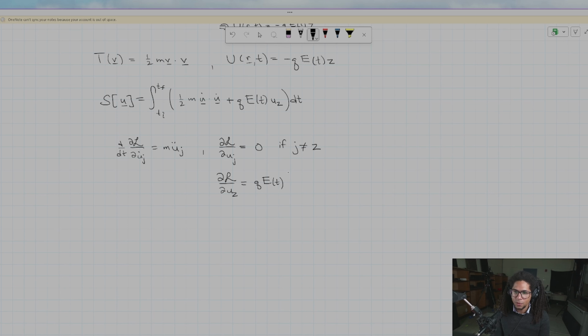Okay. So for my first two, for x and y, I'll get that m uj double dot, I should say j is equal to x or y, I'll get m uj double dot is equal to 0. In other words, it experiences no force in the x or y directions. But for j equals z, I'll get m uz double dot is equal to q E of t. This is exactly what I expect.